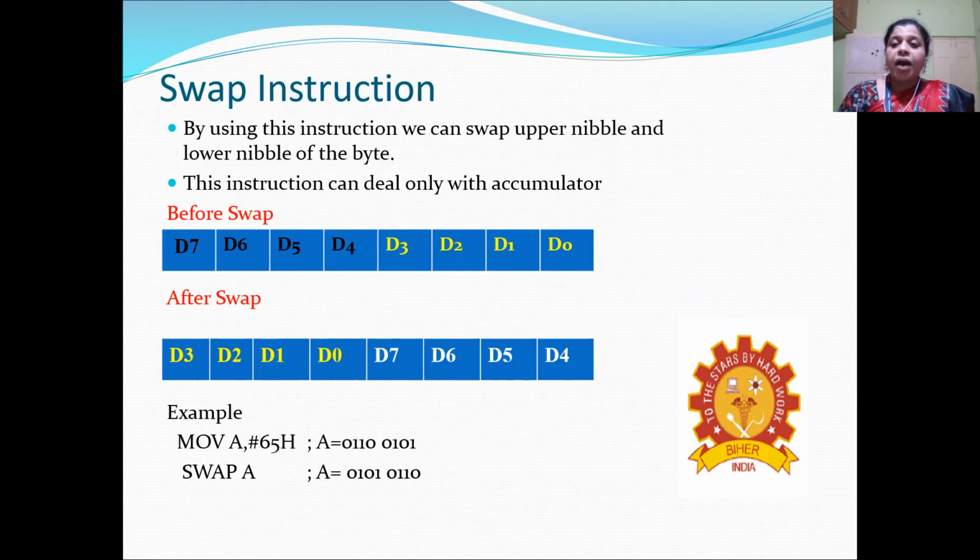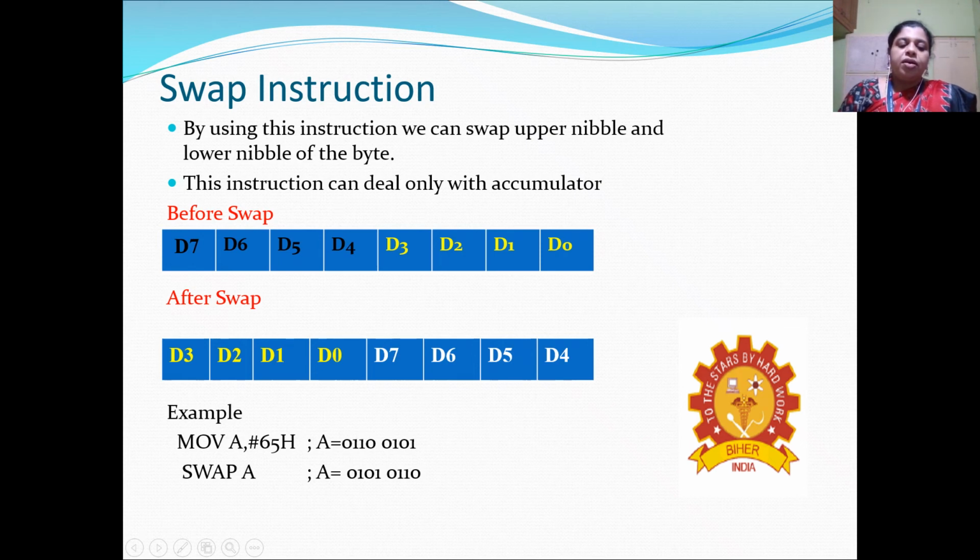And next is the swap instruction. So swapping means we can swap the upper nibble with the lower nibble. And this particular instruction also deals only with the accumulator. So here in the figure we can see D0, D1, D2, D3, which is the lower nibble, D4, D5, D6, D7, which is the upper nibble. So after swap, D0, D1, D2, D3 will be moved to D7, D6, D5, D4, and the content of D7, D6, D5 and D4 will be moved to D3, D2, D1, D0.